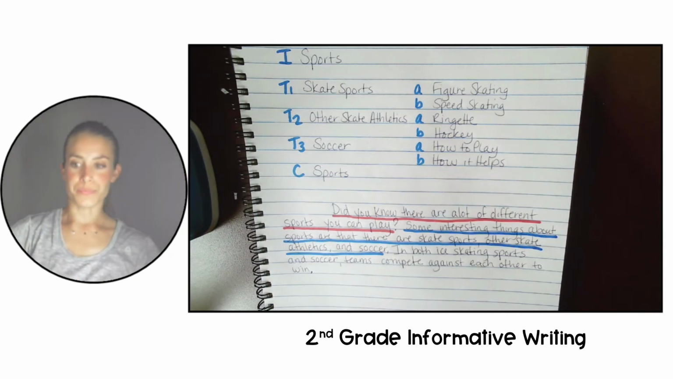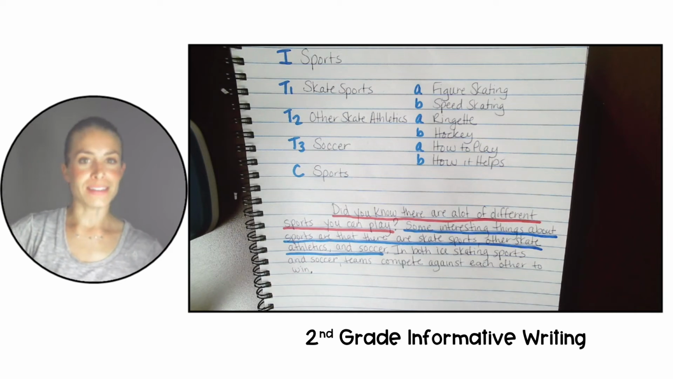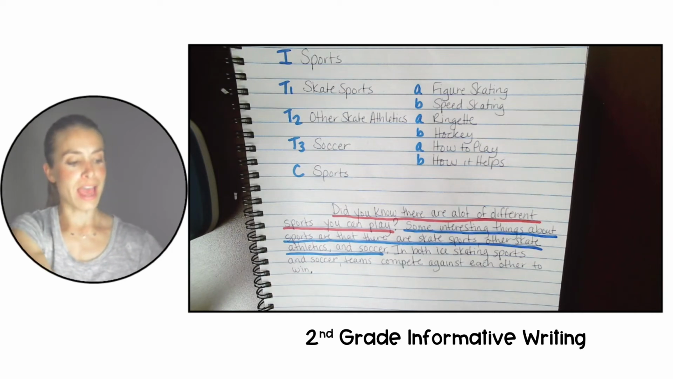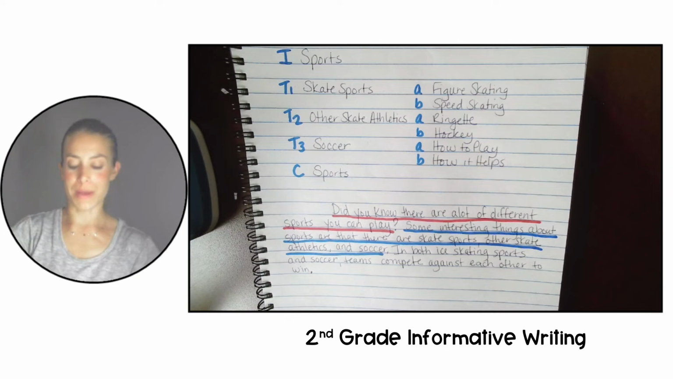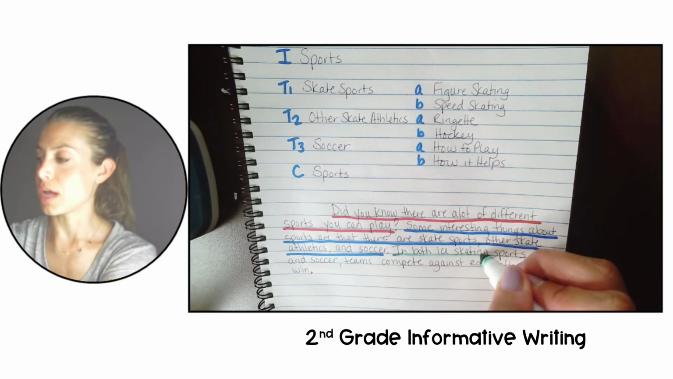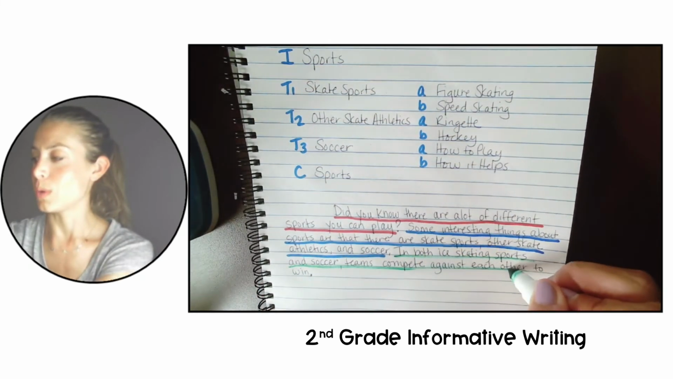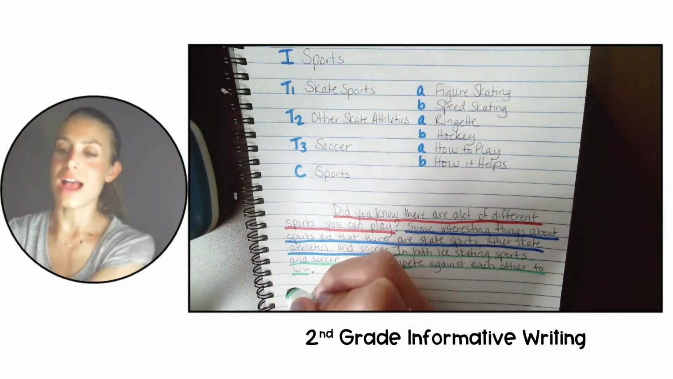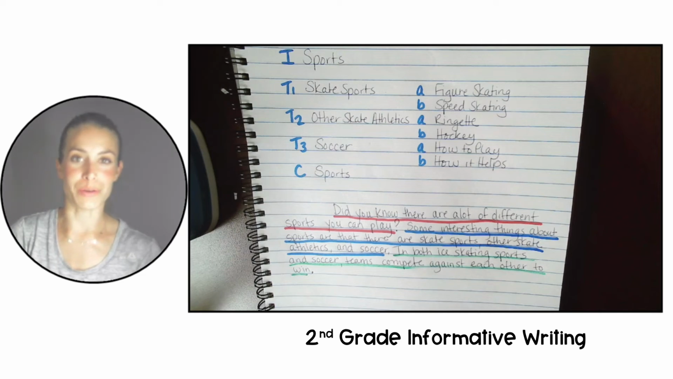Excellent. So just a broad statement about these types of sports that kind of ends my paragraph. So I have my third component in my I paragraph, and I always put my closing statement in green. So I have three different colors, which tells me that I have all three components of my I paragraph.